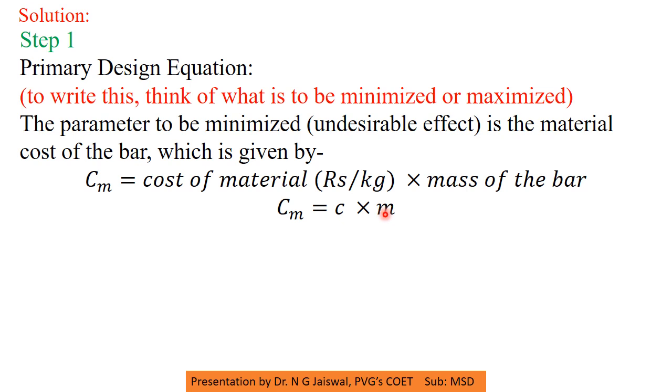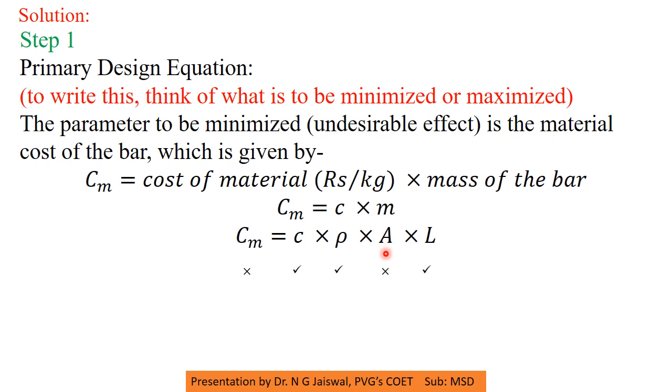Density is given. Volume you can replace by area of cross-section into length. So you get Cm is equal to C into rho into A into L. This A can be replaced as pi by 4 d square also.